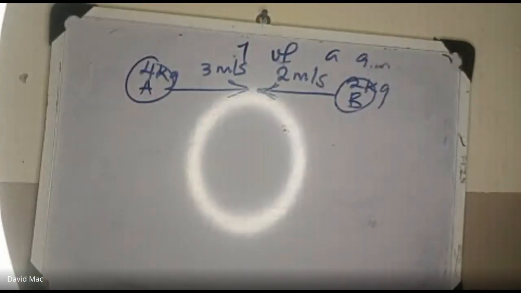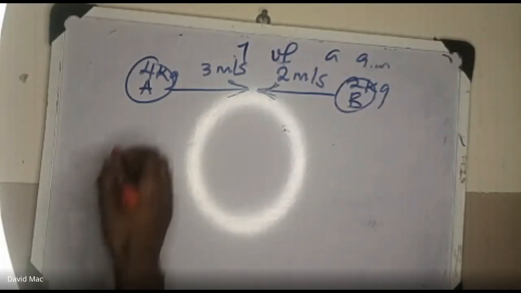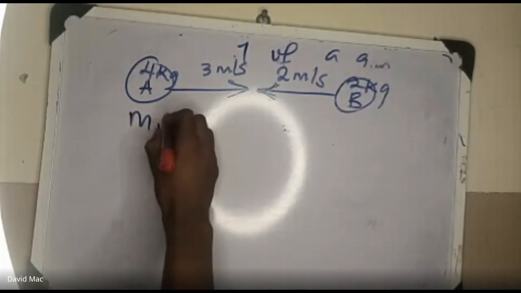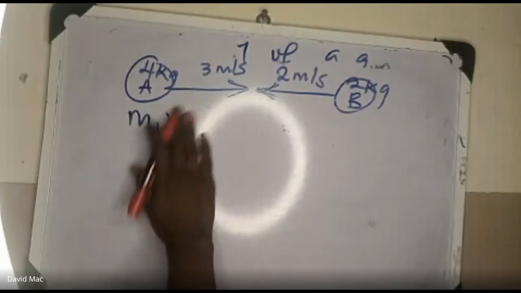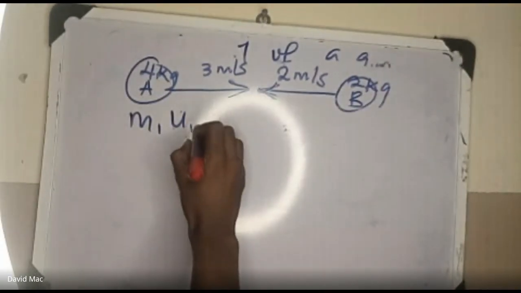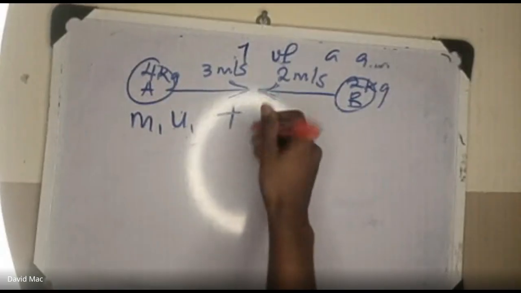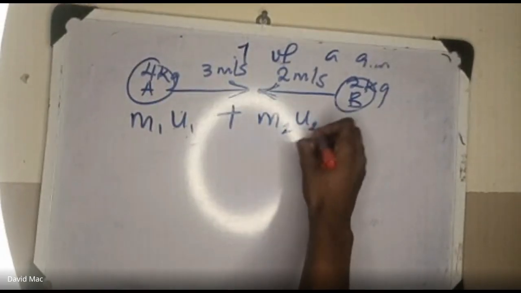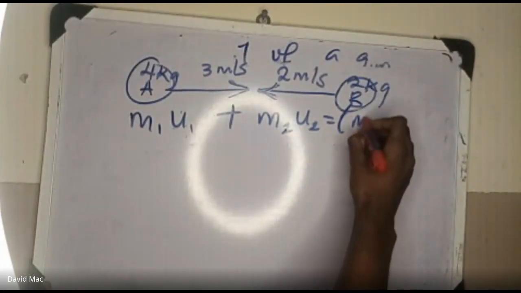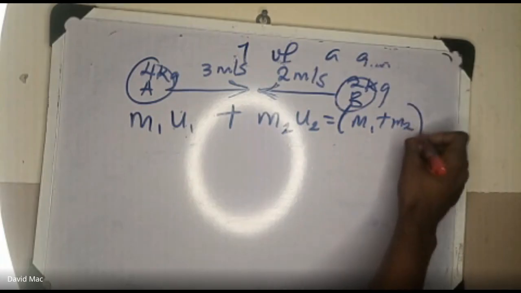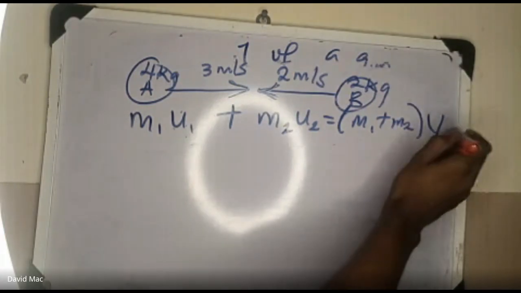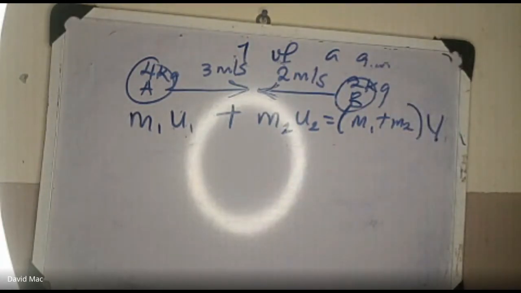So let's calculate. What is the formula for inelastic collision? The formula will be M1 U1 plus M2 U2 is equal to (M1 plus M2) V. So what are we looking for? We are looking for this V here. They say we should calculate their uniform velocity. So now what do we do?